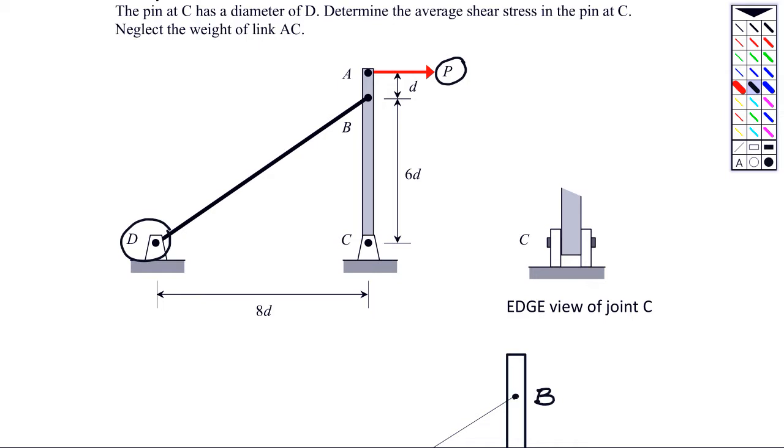As we load it up with the applied force P, we'll put tension in cable BD, and then we'll be putting a shear force on the pin at C. We know that the diameter of this pin is capital D, and we see that the joint at the bottom, if we look at it from the edge, has two surfaces that are going to be carrying the shear force. It's a two-sided pin. We need to keep that in mind in the end.